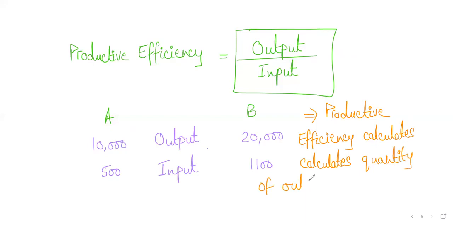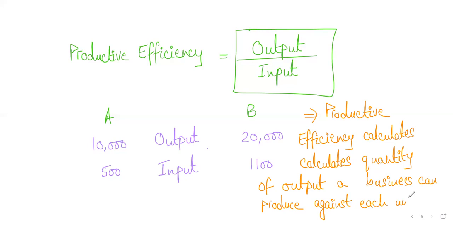Output a business can produce against each unit of input. Is this simple? Is it making sense? Right?